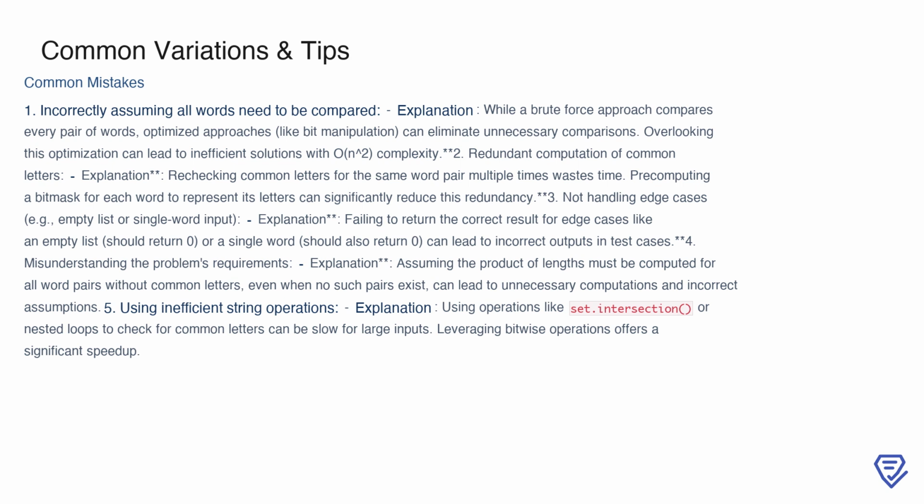Another common mistake is the redundant computation of common letters. For example, if you repeatedly check for shared letters between the same word pair, it wastes valuable time. Instead, by pre-computing a bit mask for each word to represent its letters, you can significantly reduce this redundancy.